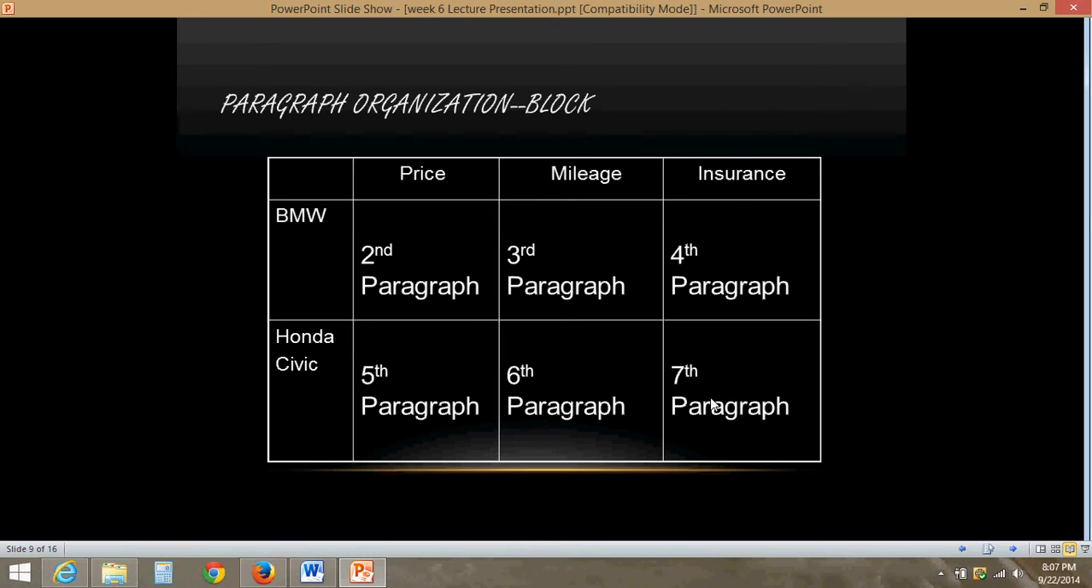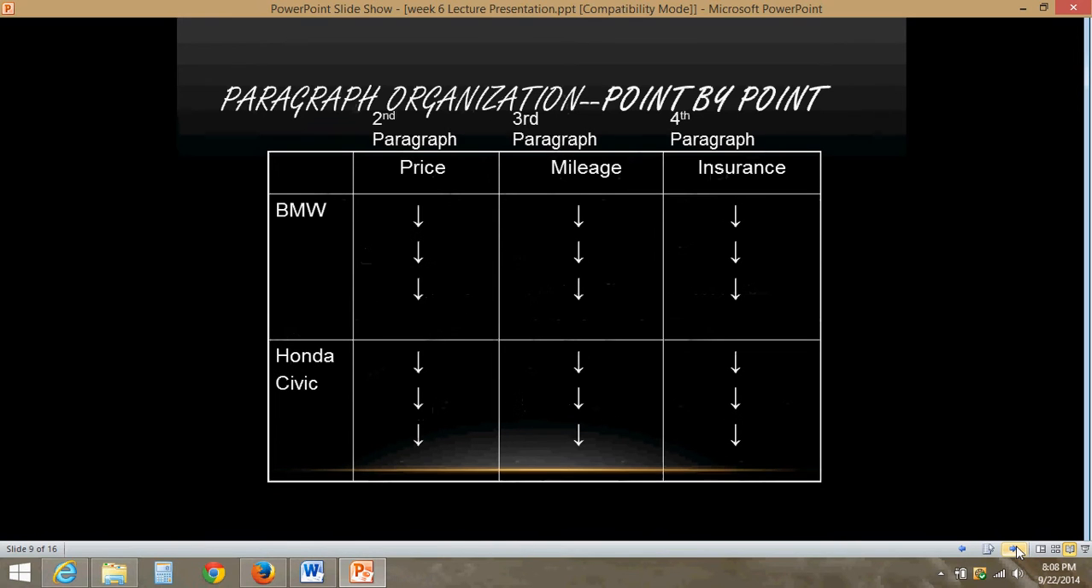I think it's important that if you choose to do block organization, they still stay in the same order. So if you approach BMW first, you do price, mileage, insurance. And then you mirror that same organization for the other element that you're comparing, the Honda Civic: price, mileage, insurance, because you want your paper to be organized and clear. And this is one way to organize a paper, which would be block organization. And it's very effective and totally fine if you decide to do it that way.